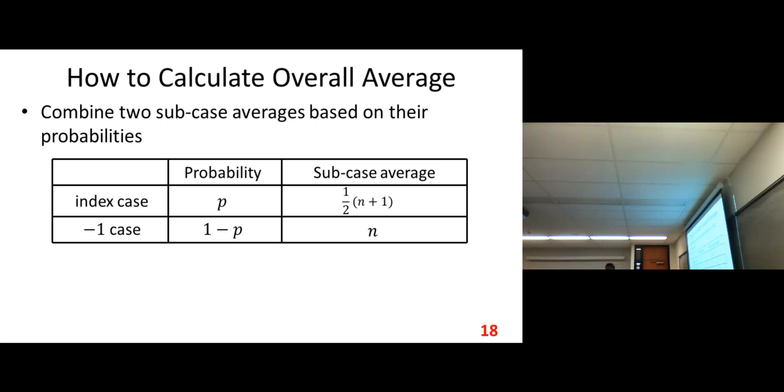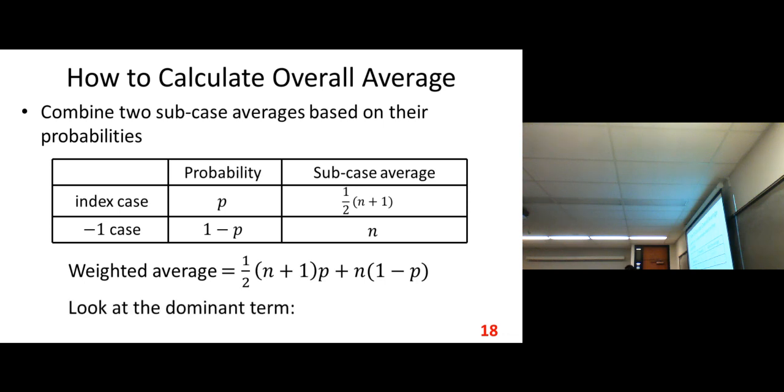Now, the last step. We write a formula for the overall average in this way. You can see each individual average number multiplies its weight, probability, and also for the second subcase. That's the weighted average. Although you can simplify this expression, that's the answer.